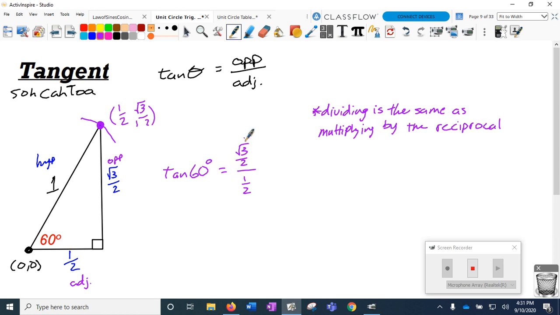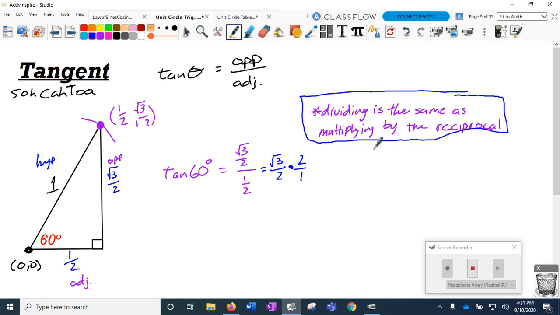So what that means is this nasty complex fraction that we have right here, we can actually say that we're dividing by 1/2. We keep the top part, we change to multiply, and we flip the bottom one over. That's the reciprocal. This concept, dividing is the same as multiplying by the reciprocal. The sooner you get that down, the easier the rest of the semester is going to get for you, because we're going to use that concept quite a bit.